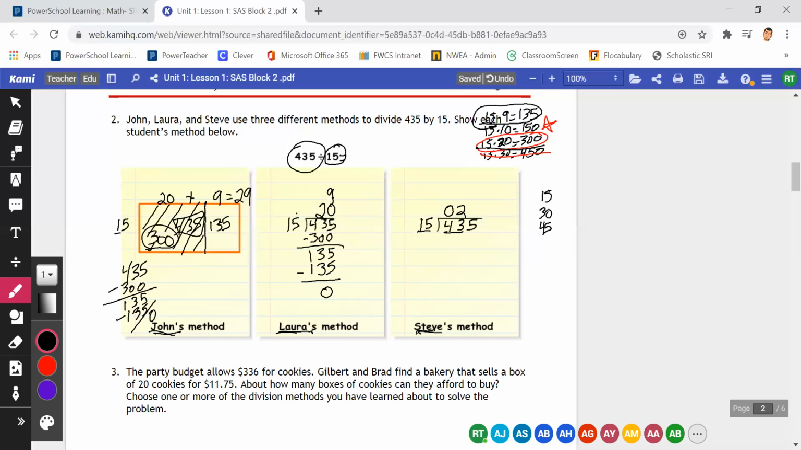2 times 15 is, of course, 30. So I will subtract this out. 3 minus 0 is 3. 4 minus 3 is 1. And then I'm going to bring my 5 down in the standard algorithm method. So I'm left with 135. So I still need to go back up here to my 15 times 9. So it goes in 9 times. 9 times 15 is 135. Subtract that out and get 0. So in all 3 methods, I'm still getting an answer of 29. I'll have 29 and 29 here, but 3 different ways of doing it.